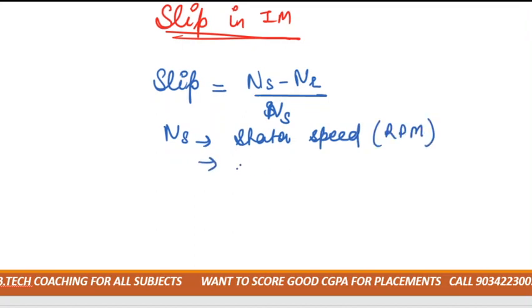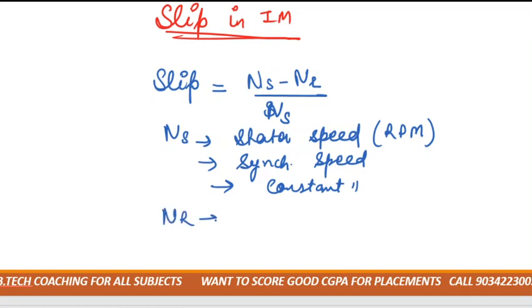Ns we also call the synchronous speed. Why do we call it a synchronous speed? Because this speed is constant, we can't change the stator speed. Next is the rotor speed. Nr is denoted by the rotor speed, and we can change the rotor speed. Slip is always in percentage, so we always multiply by 100, right?